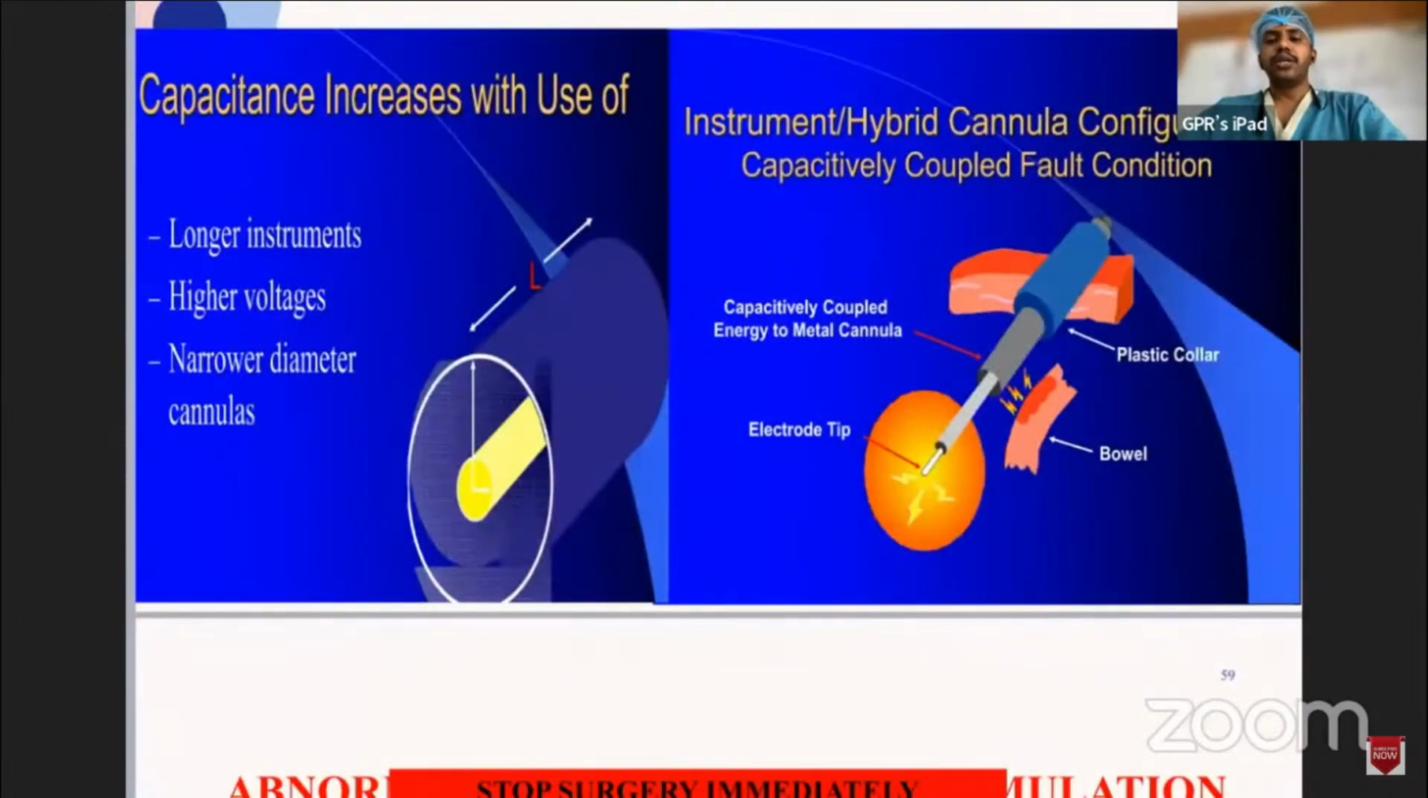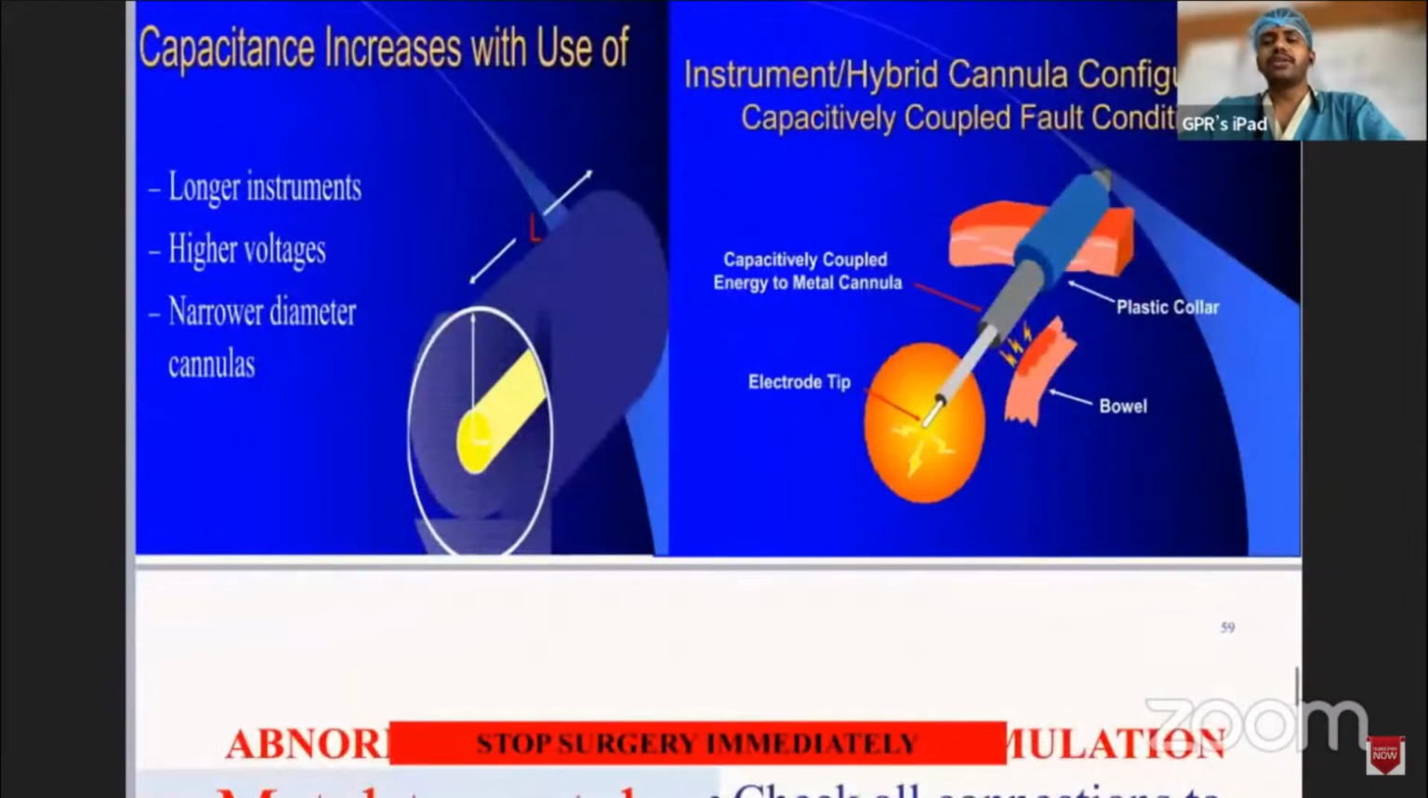Capacitance is nothing but dissipation of energy into the field where we don't want it to happen, which can happen because of a longer instrument, higher voltage setup, and a narrow diameter cannula. Whenever we use laparoscopy, we sometimes use a 10 mm trocar, over which we may use a 5 mm instrument or a cautery device. To make proper capping happen, we put a 5 mm cannula into the 10 mm trocar, so that we feel it is secured. But rather, it may go for hybrid cannulation failure or the chopstick effect.